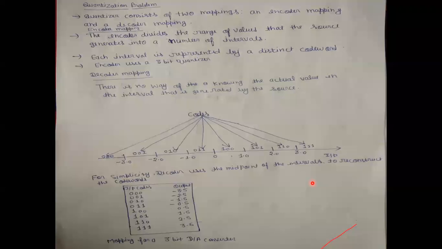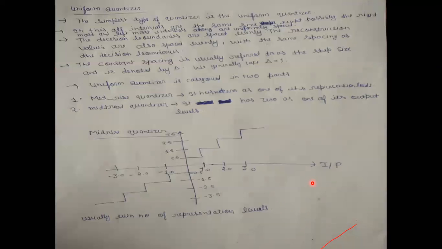But because we are not using 0 as an output value, that's why we will not take 000 as a code word. We will only take the code words from 001 to 111. So we will use only 7 code words.